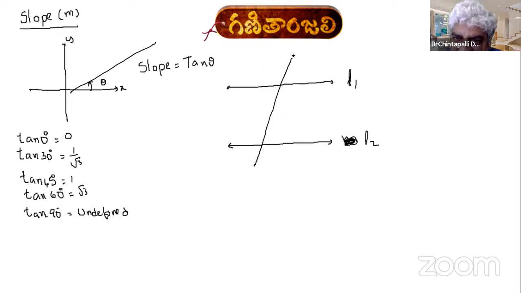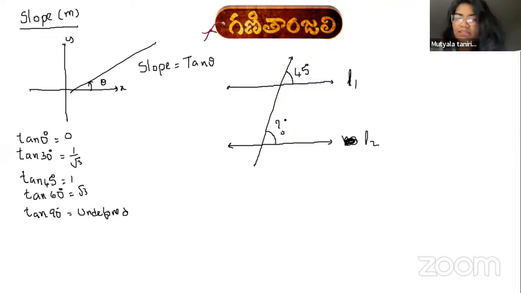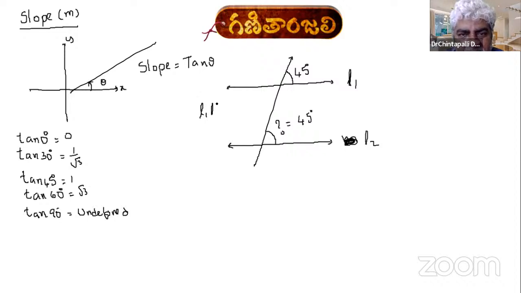There is a line which makes some angle with L1. For example, this angle may be 45 degrees. What about this angle? Do you have any idea about this angle? 180 minus 45? No need. Same, 45 degrees, because L1 is parallel to L2.